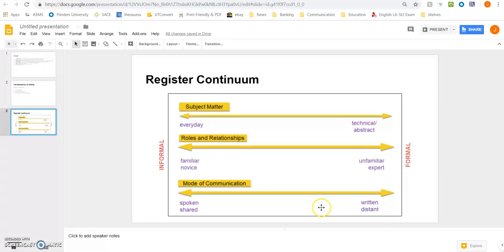Mode of communication is written. And again, it's not shared with someone. It's distant, as in you're going to write this and it's going to get a life of its own. It's going to disappear off onto the internet and someone's going to be reading it that will never, ever know who you are, personally. So not spoken, not shared. So from those three things, we know that this has to be pretty formal. All right, so let's start doing it.